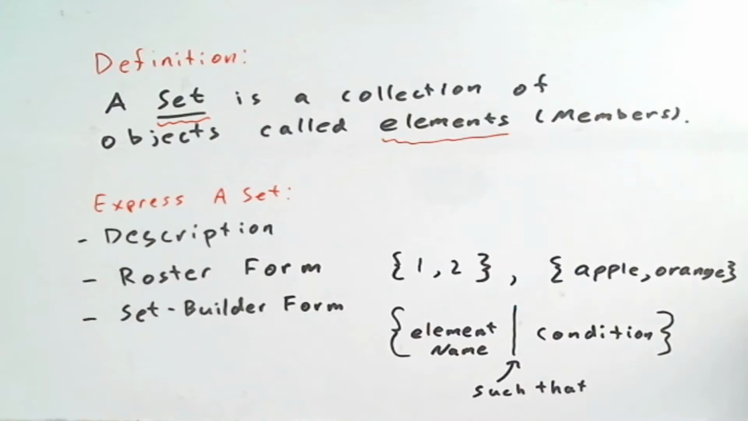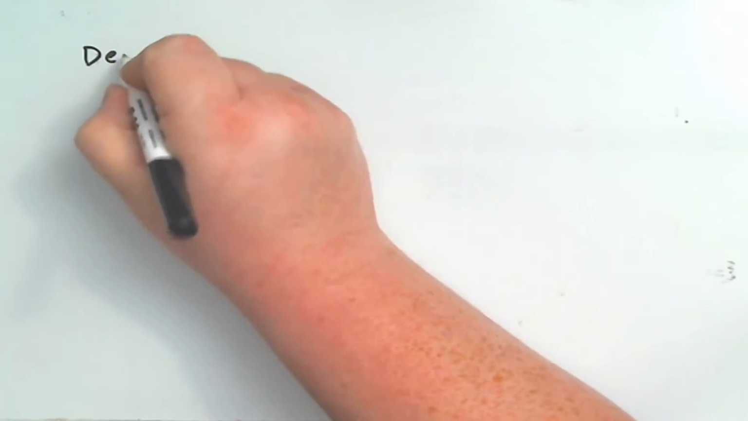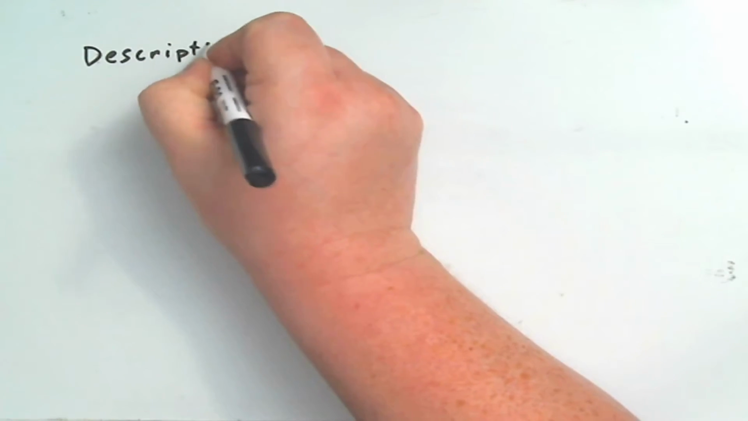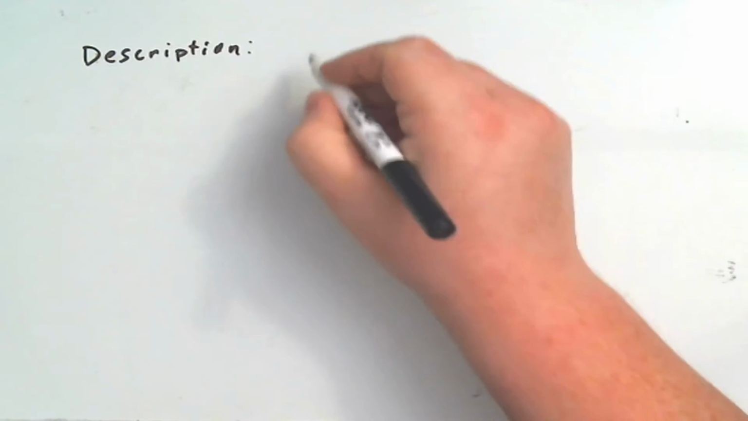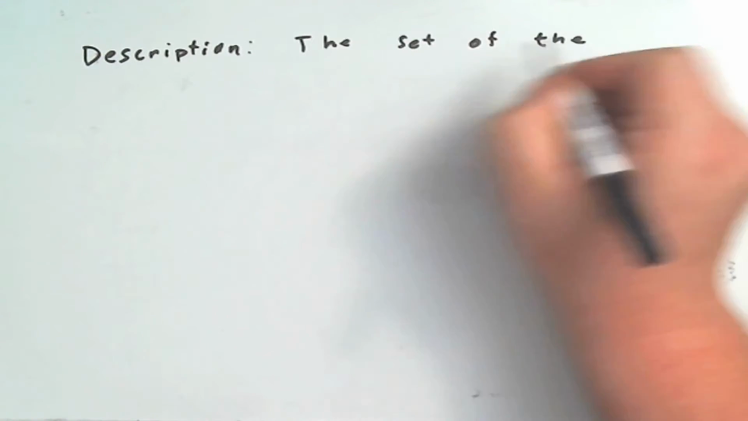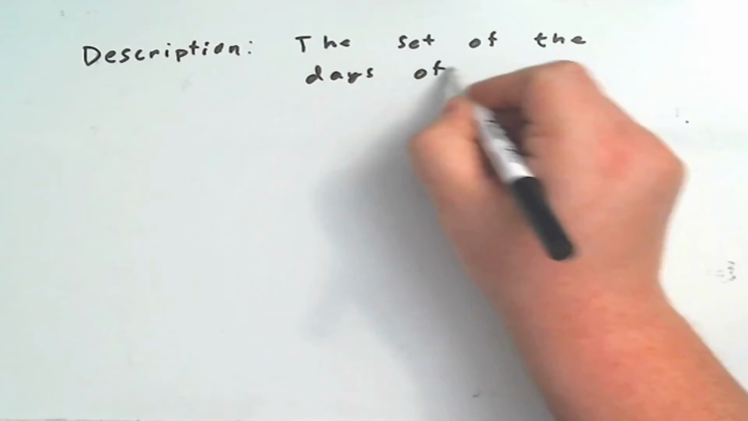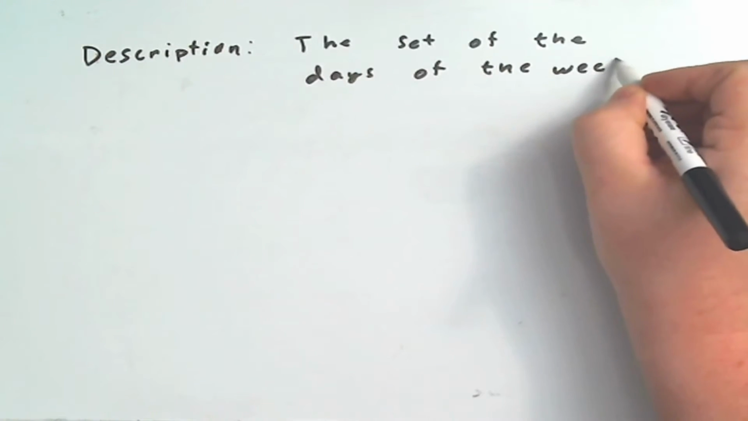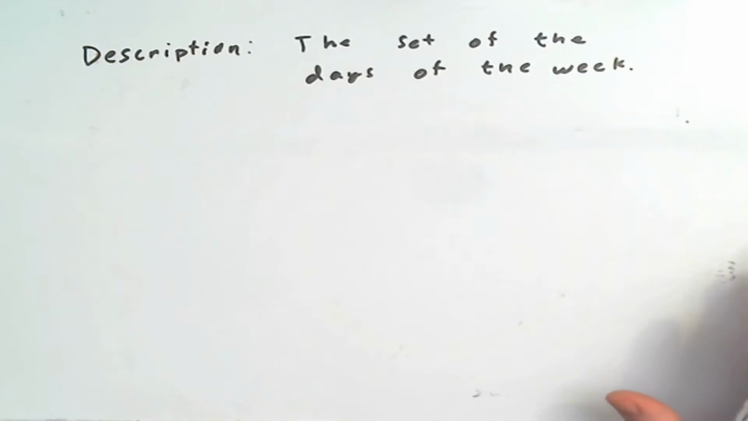Okay, so let's see some examples of these. Let's take a look at a descriptive example. So for description, we might just say the set of the days of the week. Okay, and that describes a set, right? The days of the week, of course, being Monday, Tuesday, Wednesday, Thursday, Friday, Saturday, and Sunday. So we can just describe the set, and a lot of times that is satisfactory. And when we're in common speech and we're verbally describing a set, this is a very convenient way of expressing it.